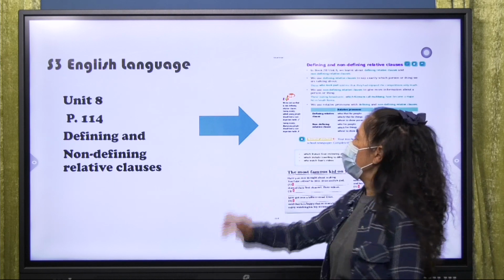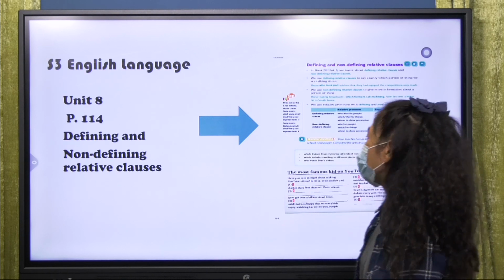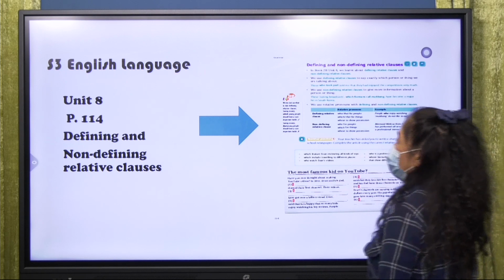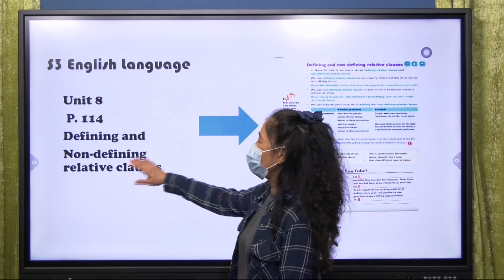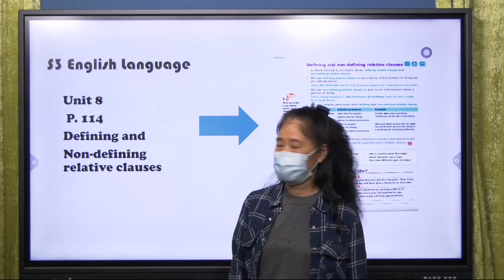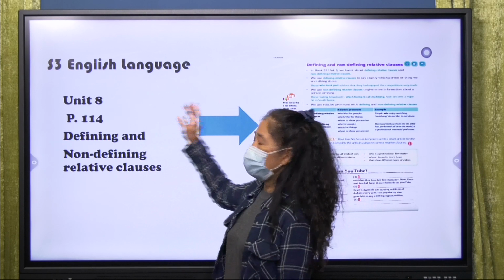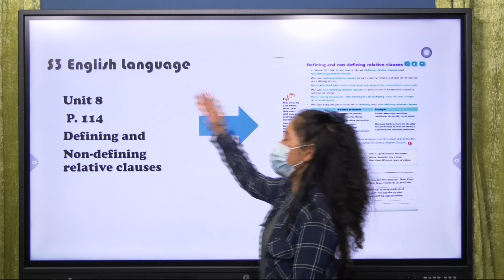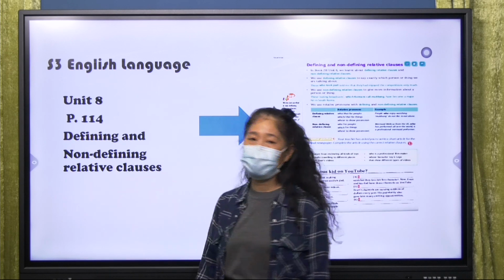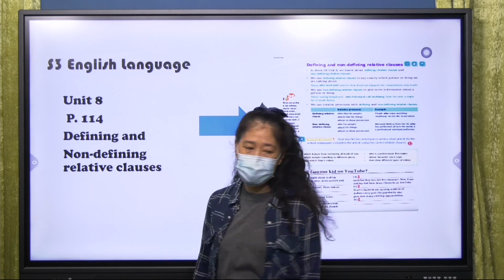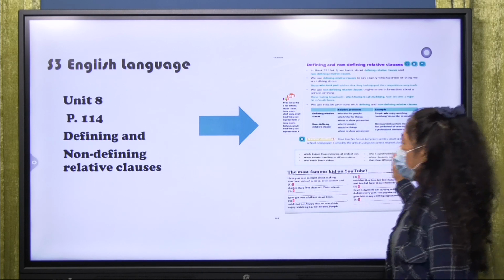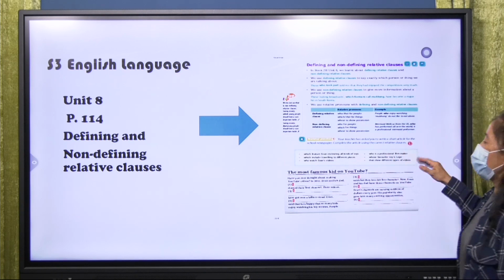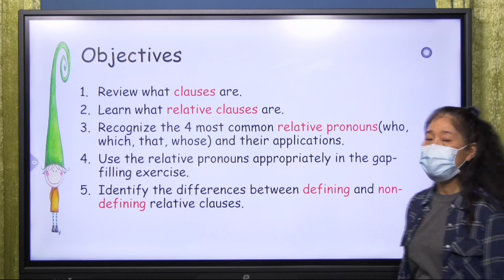Yes, Tuesday, all right. Now, today we are going to talk about a topic, defining and non-defining relative clauses. That is in the textbook, Unit A, page 114, okay? So, this is the page.